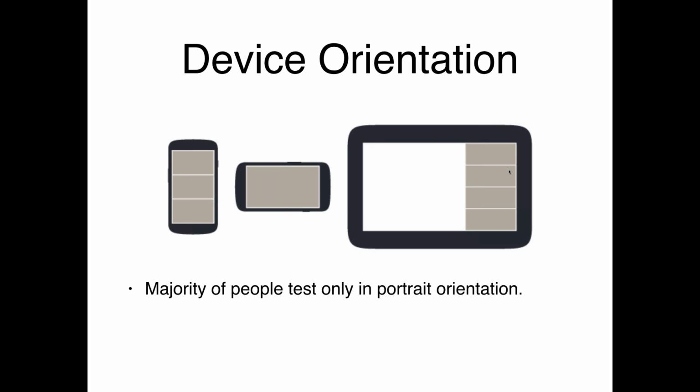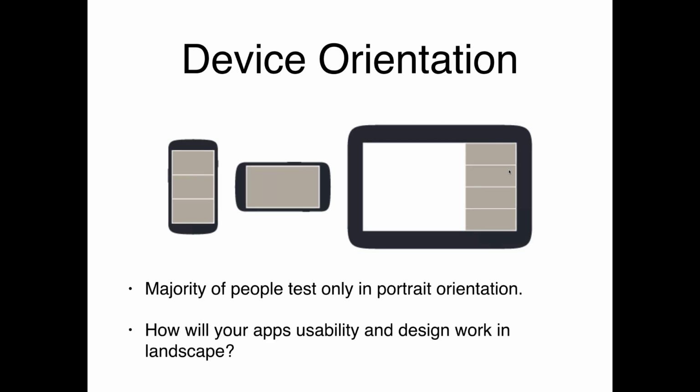The designer, the UI developer may not have accounted for landscape. So when you rotate your orientation, how's your app going to look in that orientation? How are your designs going to look? How's the functionality? A lot of times I've seen some apps that are just unusable when you rotate them to landscape.